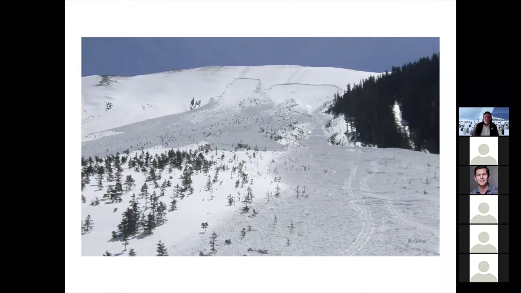But again, I don't know all the details on this, but this would look like maybe some form of persistent slab issue, maybe a wind slab, but there's probably something here that these people missed, and for whatever reason, they got lucky. Let's say that they skied slightly different lines and they'd gone ahead and hit that weak spot in the snowpack. It mightn't have been as good an outcome as it was for them.